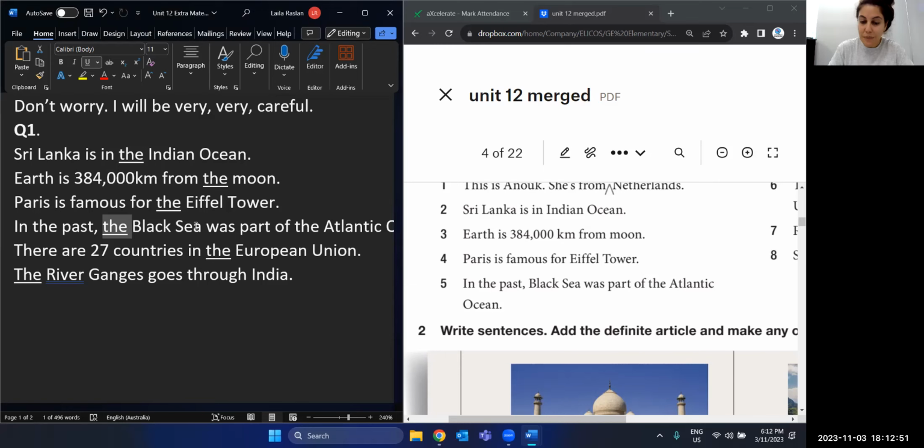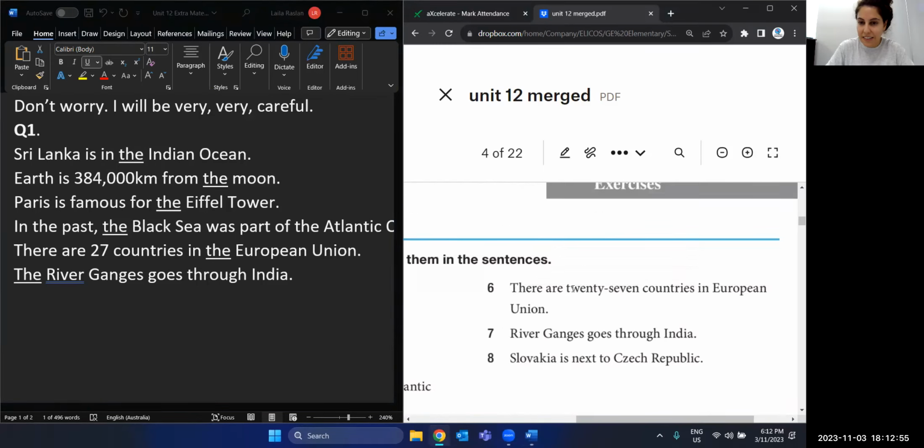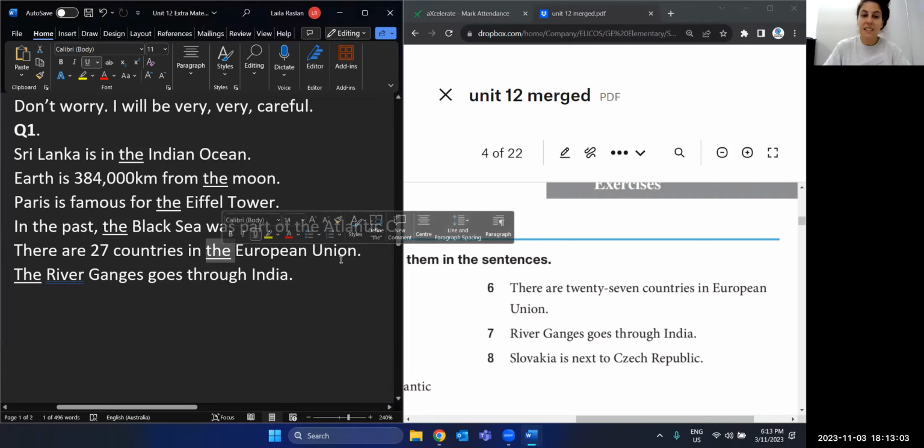Number 6. There are 27 countries in the European Union. So anytime you have words like union, states, republic, you have to say the. It's like saying the United Nations, the United States, the Republic of Dominica, the European Union.